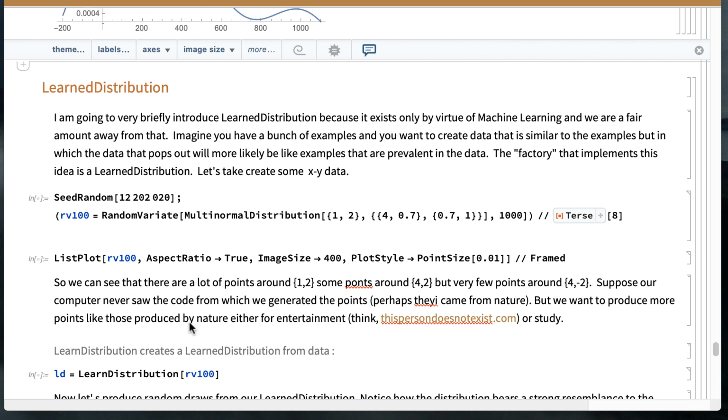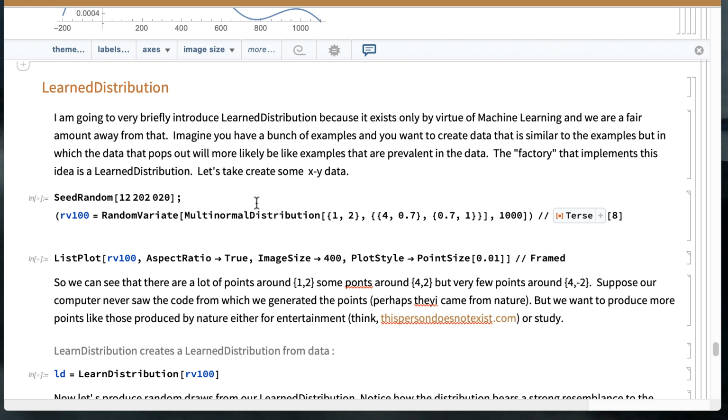A learned distribution. Okay. A learned distribution is something that has come into play since machine learning got well involved. The idea is you see a bunch of data, you're not exactly sure what generated that data, but you think it's some statistical distribution in which things are correlated with each other, but you don't know how. And what you want to do is represent that as a distribution so that you can then command more instances through the RandomVariate command.